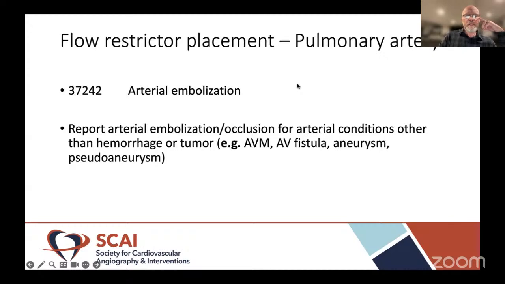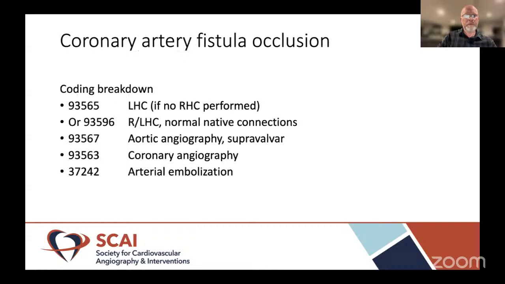The same code is also going to apply if you were going to be doing pulmonary artery flow restrictors. I'm sorry, I skipped over one here. Let me go back to the coronary artery fistula. If you're going to break that down and look at how that would look from an overall coding perspective, you're going to be able to build the left heart cath, the congenital code for the left heart cath, as Sean pointed out to us earlier.